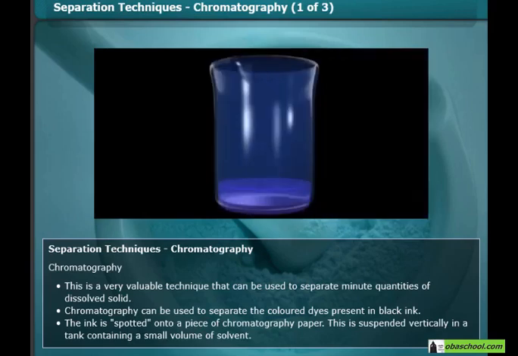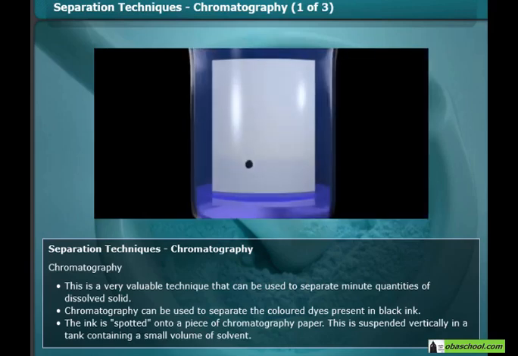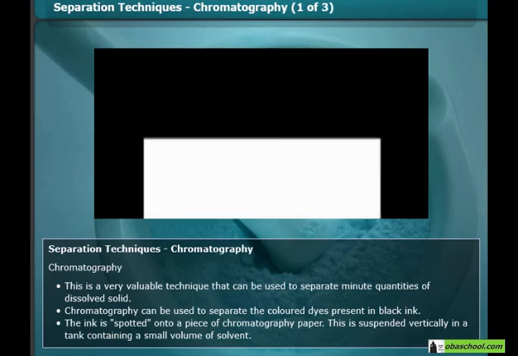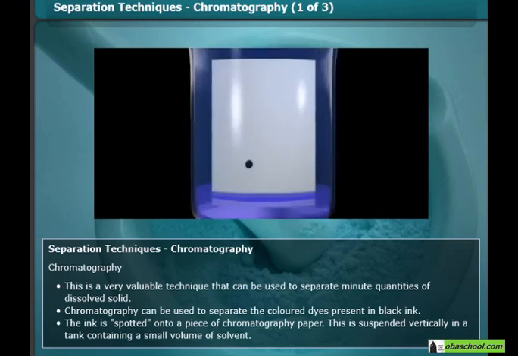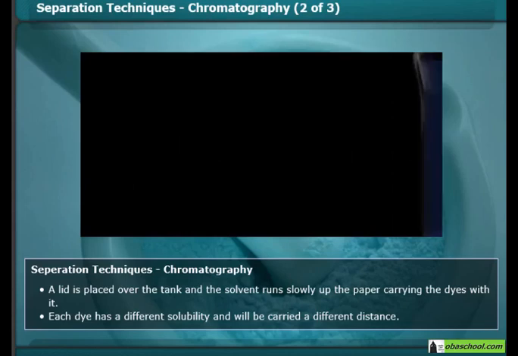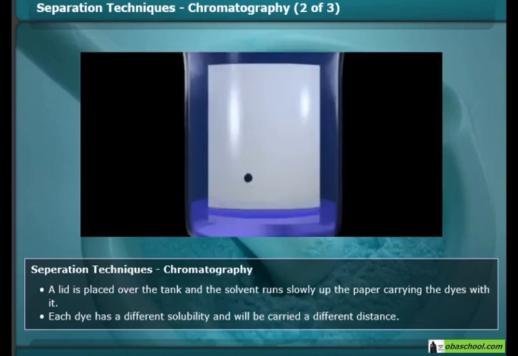Chromatography. This is a very valuable technique that can be used to separate minute quantities of dissolved solid. Chromatography can be used to separate the coloured dyes present in black ink. The ink is spotted onto a piece of chromatography paper. This is suspended vertically in a tank containing a small volume of solvent. A lid is placed over the tank and the solvent runs slowly up the paper, carrying the dyes with it. Each dye has a different solubility and will be carried a different distance.